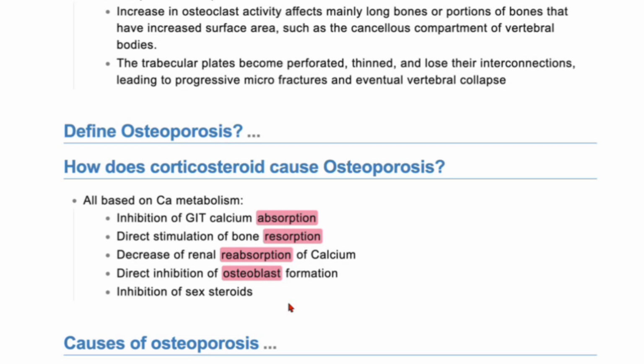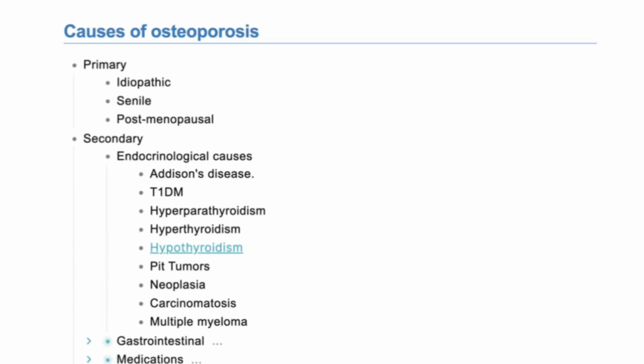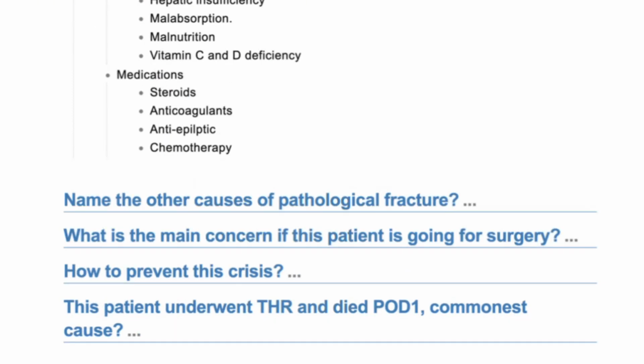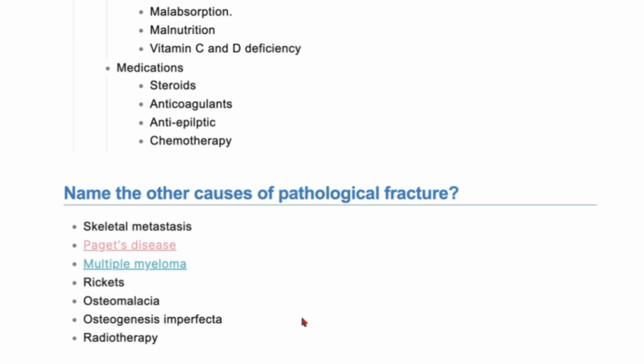What are the other causes of pathological fracture? The other causes of pathological fracture could be radiotherapy, chemotherapy, metastasis from a secondary tumor, and also trauma. Trauma is not necessarily a pathological fracture, but you can have radiotherapy, Paget disease, multiple myeloma, rickets, osteomalacia, etc. But trauma is sort of not a pathological fracture, it's a traumatic fracture.